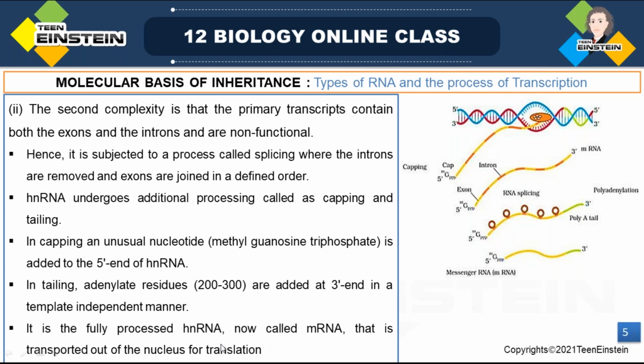And now we can call this hnRNA the mRNA, and this mRNA is transported out of the nucleus. That kind of fully processed hnRNA we can call mRNA, because it can work as a messenger RNA. That processed hnRNA is transported out of the nucleus for what? For translation. Okay.